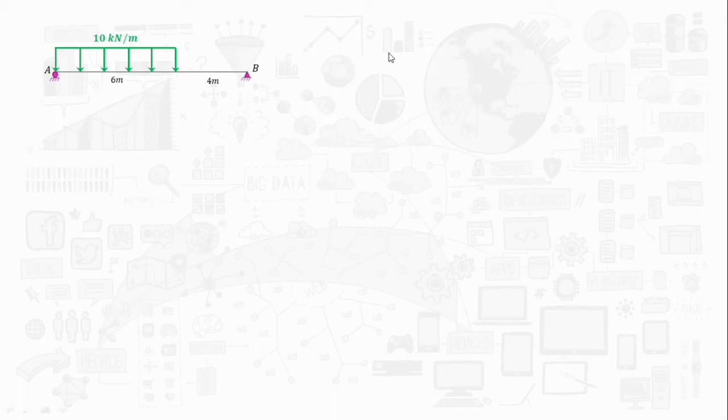Now, let us solve problems involving uniformly distributed load. This time, hindi naman siya symmetrical. Kunyari, meron tayong 10 meters na span between A and B, and roller and hinge pa rin yung support natin, and nagkikarry siya ng 10 kilonewton per meter 6 meters from A. Okay? So, ibig sabihin, every 1 meter dito sa 6 meter na to, nagkikarry sila ng 10 kilonewton per meter.